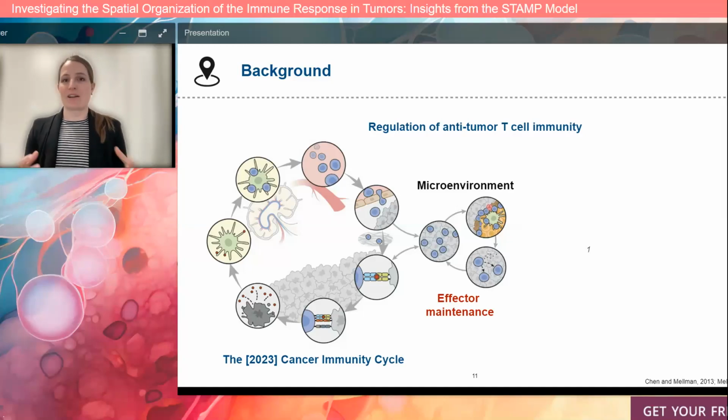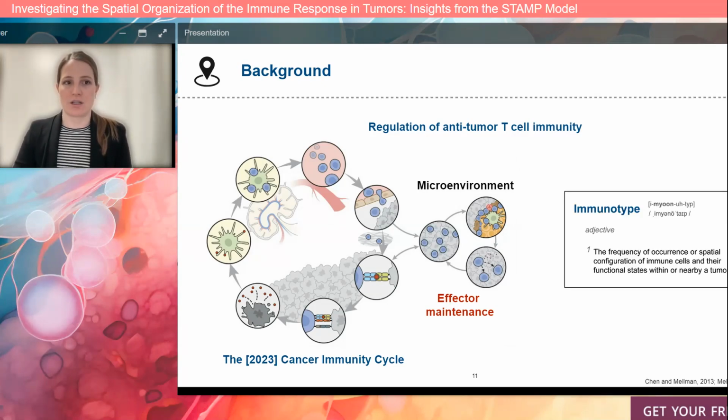And this is the part of the cycle where my work falls. How can we learn how to enhance T cell responses by studying their natural interactions within the tumor microenvironment, particularly communication with myeloid and antigen-presenting cells? So the work I'll show today relates to the infiltration patterns of immune cells within the microenvironment.